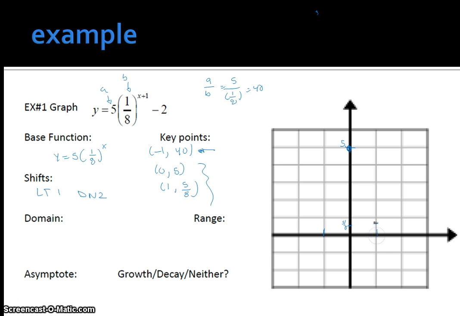Okay, and so for the dots, I do want to see the values marked on the axis. Okay, so now I can draw in my base function. That's going to look like this.